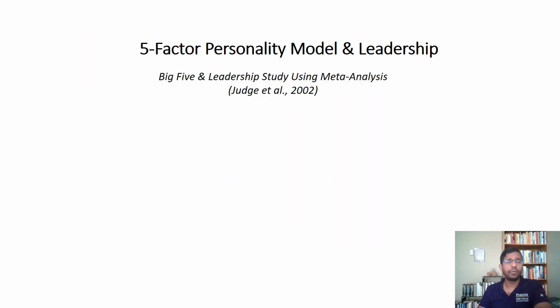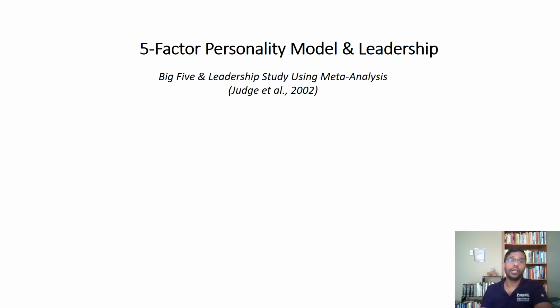As I have mentioned before, there are numerous studies that have been done examining the relationship between the big 5 personality traits and leadership. And you would imagine that these different studies may show different results. So how do we figure out the exact nature of the relationship between the big 5 personality traits and leadership? One way to approach is to take a look at what we call meta-analytic studies.